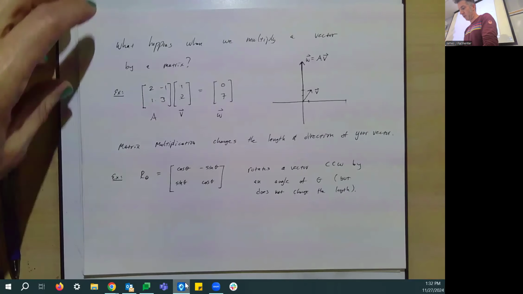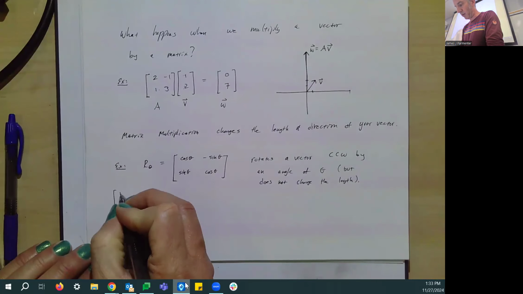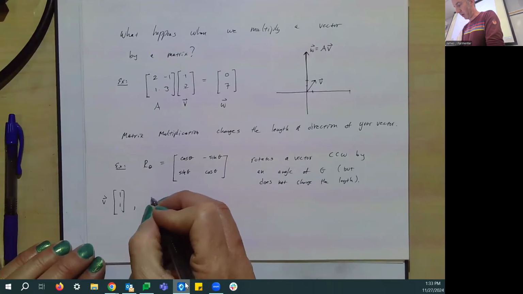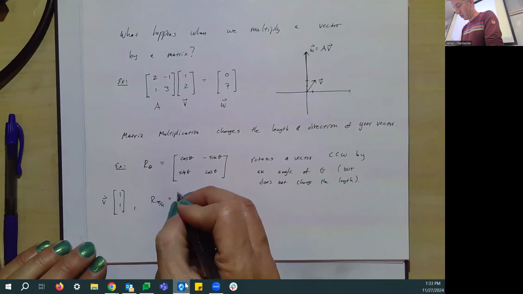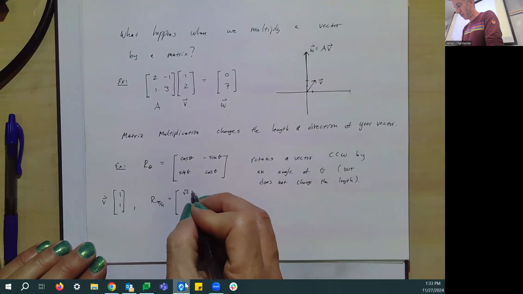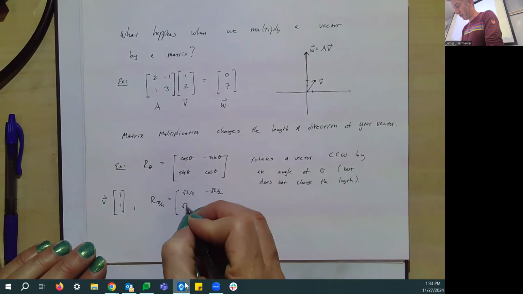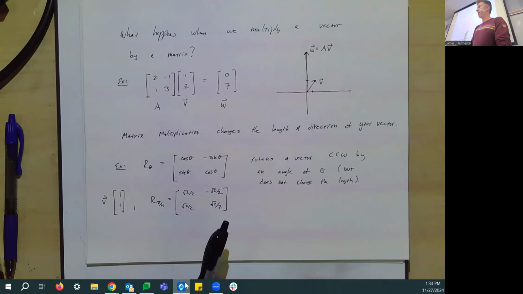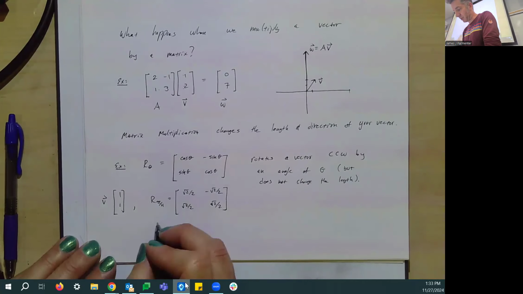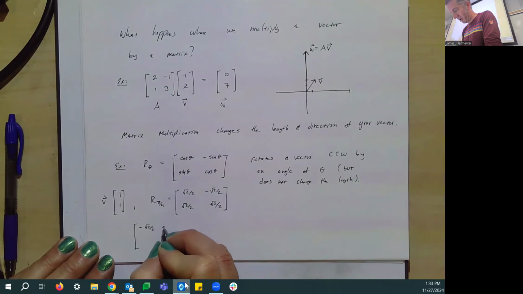So for example, take a real easy vector like 1, 1, and a rotation matrix through an angle of, say, pi over 4, which would be cosine of pi over 4, negative sine of pi over 4, sine of pi over 4, and cosine of pi over 4, which are all root 2 over 2. If you multiply that by that, look what happens. Look what happens when we multiply these together.